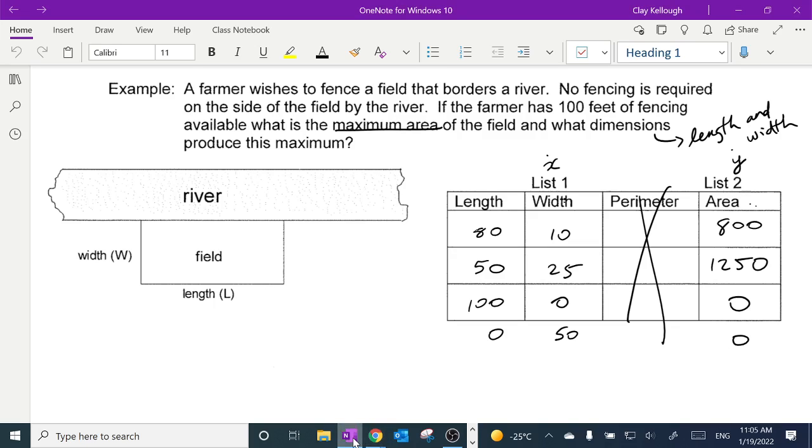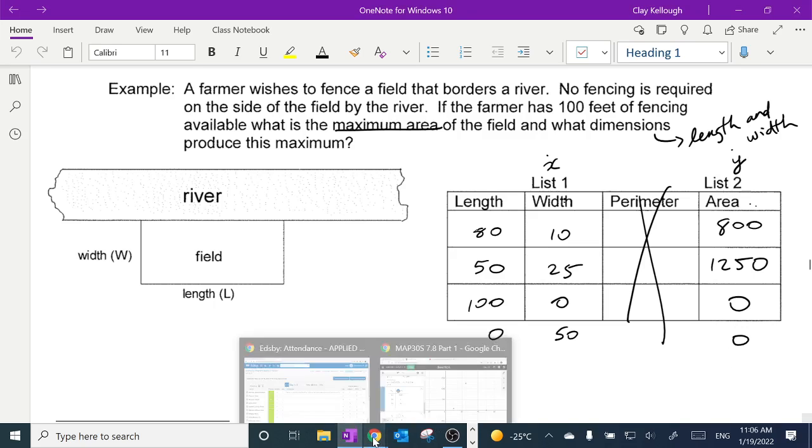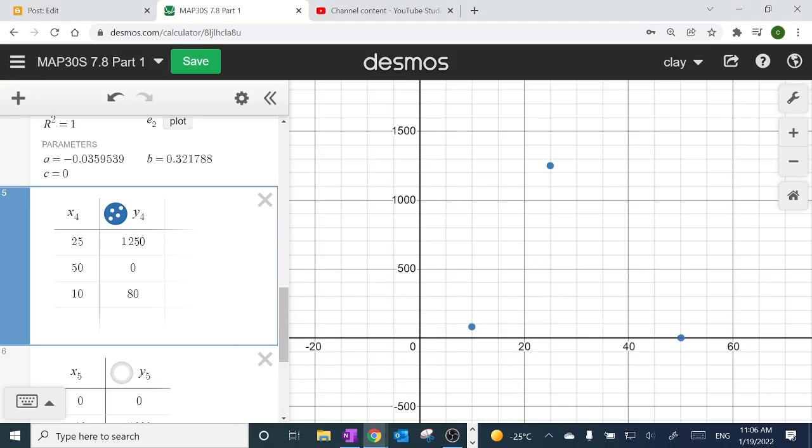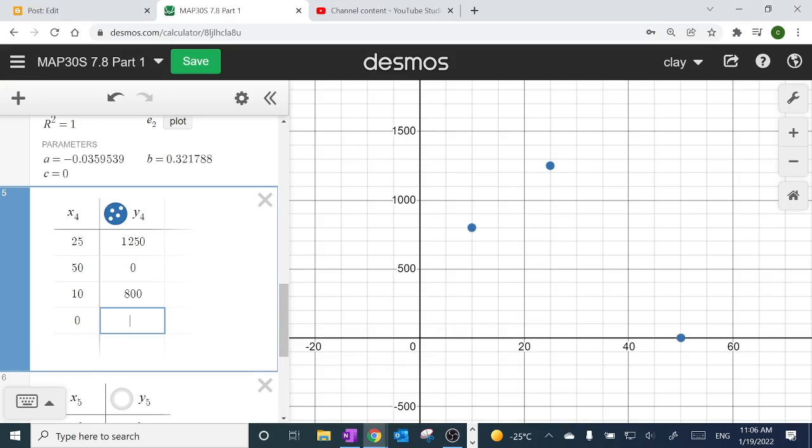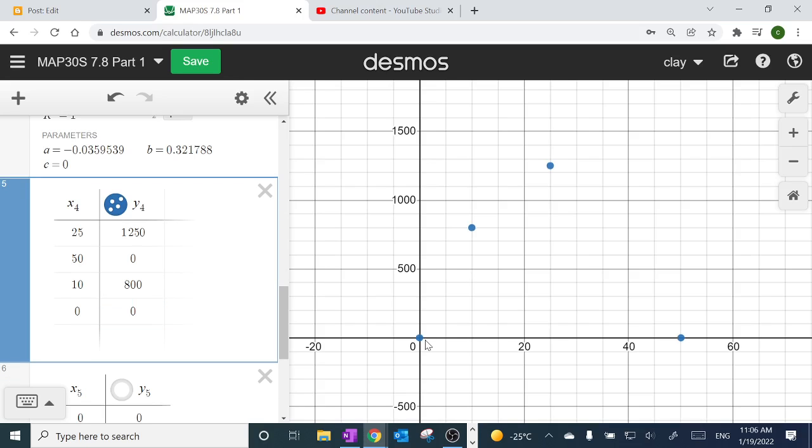It's still looking wonky. Oh, it's 800. There we go. Okay, so that's it. 10 and 800, not 80. That's what I've typed wrong. Thanks for noticing. 10, 800. There we go. Oh, actually, maybe 0, 0 does work then. Oh yeah, now it's looking like a parabola. So we can use all 5 points we have there: 25, 1250, 50, 0, 10, 800, and 0, 0 all work. They're all part of a parabola.